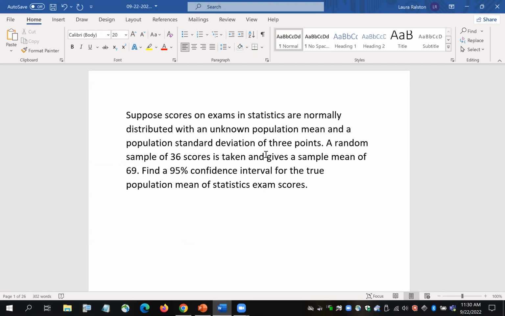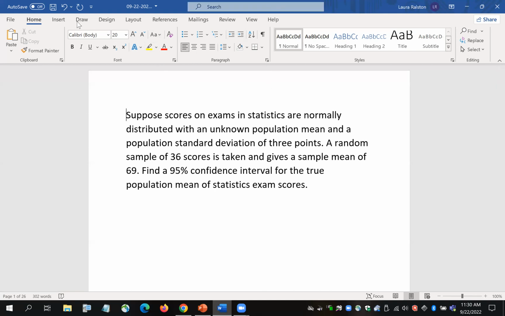It says, suppose scores on exams in statistics are normally distributed with an unknown population mean and a population standard deviation of 3 points. A random sample of 36 students is taken and gives a sample mean of 69. Find a 95% confidence interval for the true population mean of statistics exam scores.